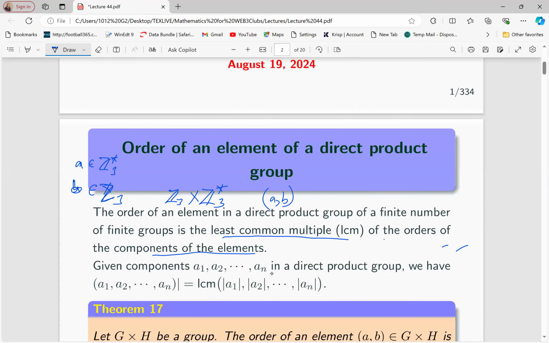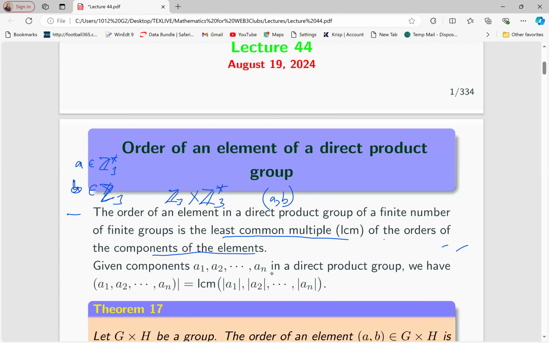So for me to get the order of this element, by this definition, what I have to do is get the order of A in this first group, get the order of B in this second group, and then the LCM of those orders gives me the order of this element. That is what this definition says: the order of an element in a direct product group of a finite number of finite groups is the least common multiple of the orders of the component elements.